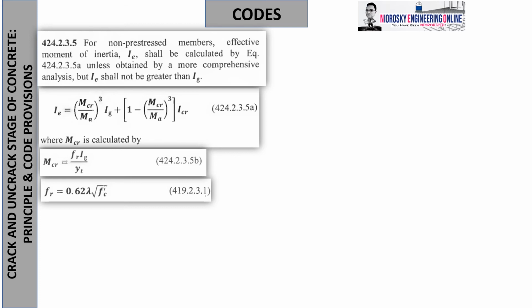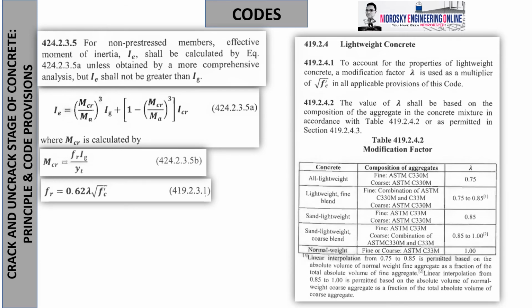Okay, how do we assess lambda? This will be also similar to the next topics that we are going to discuss. Whenever there is lambda, this is the treatment. Lambda signifies code 19.2.4, okay? Under lightweight concrete, because we have different types of concrete, no? There is lightweight, there is normal weight, and there is a special type dependent on the class of mixture that you are going to impose, and some composites that you are going to put on that particular concrete mixture. Now, under 19.2.4.1, to account for the properties of lightweight concrete, a modification factor lambda is used as a multiplier of square root of Fc prime in applicable provisions in this code. So, it is scattered throughout, meaning.